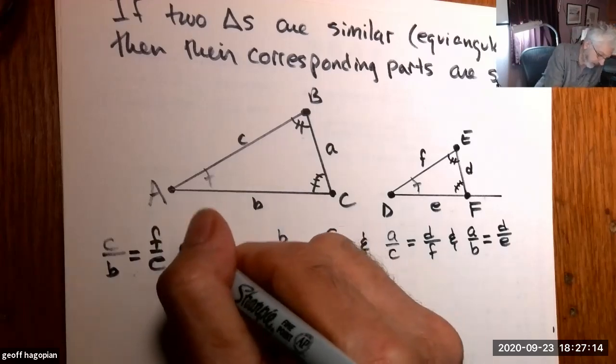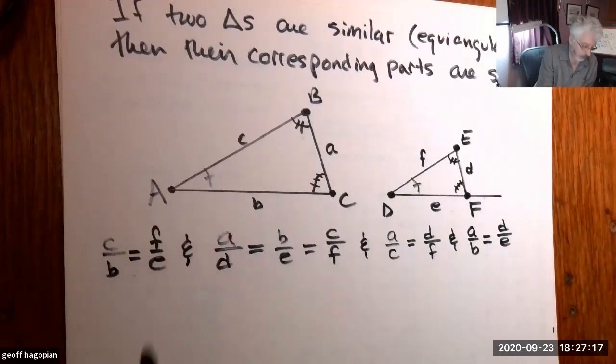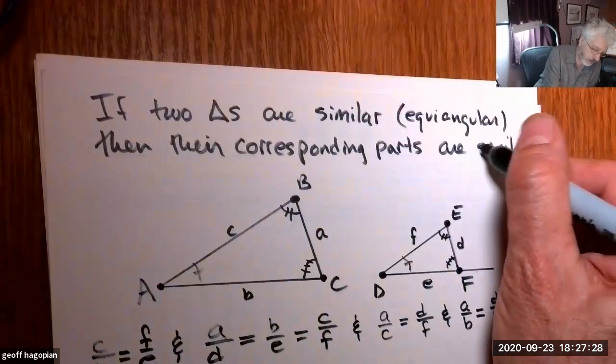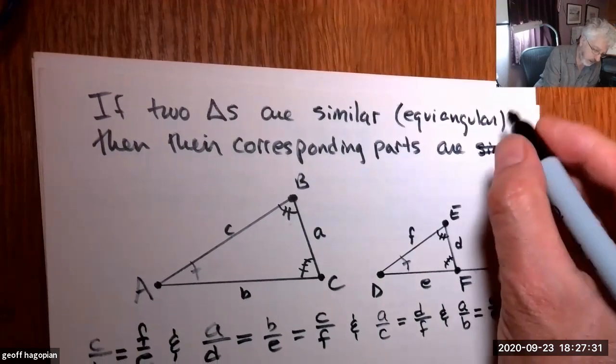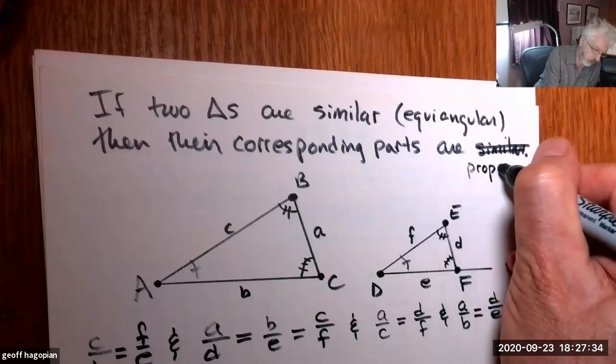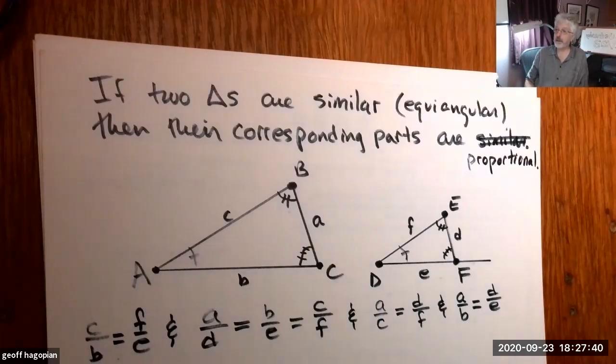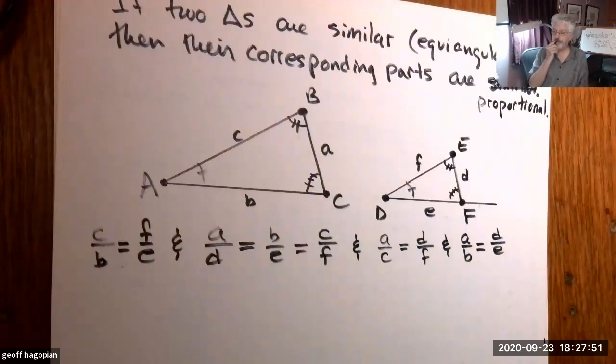And maybe I should put another ampersand. This is like an "and," right? This is true, and all of that is true, and that's true, and that's true. That's what it means to be proportional, right? Oh, did I say similar? That's the wrong word there. Gotta use the right word. Proportional. You may have been wondering what I meant by that. I meant to write the word proportional, but I had similar on the mind, and so I wrote similar instead. Corresponding parts are proportional, right? And that's what all these equations are saying. Sorry about that.